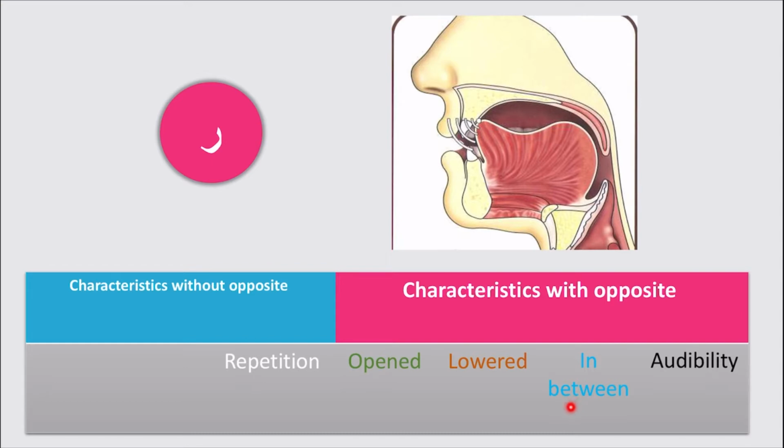So tawassut means that part of the sound is kept inside the mouth or blocked with the tongue, and the other part of the sound is pushed outside the mouth. And the last characteristic for Ra is audibility, so no pushing air on reading Ra, don't feel the air while reading letter Ra. Make sure just push sound. And the last characteristic for Ra, which has no opposite, is the repetition. So Ra is characterized by repetition. This is from the 8 characteristics.